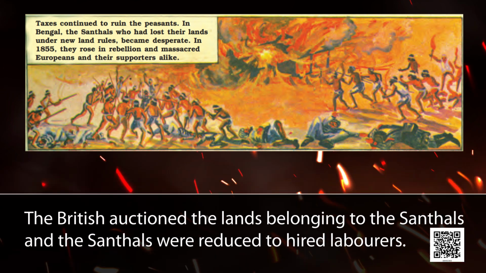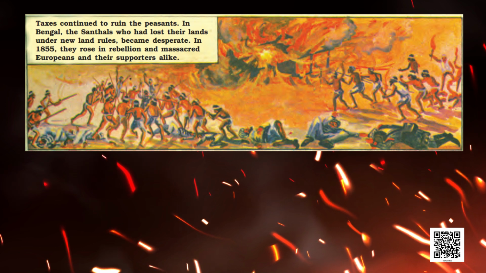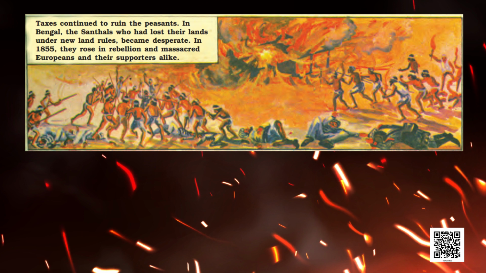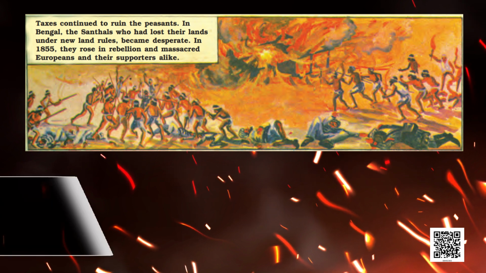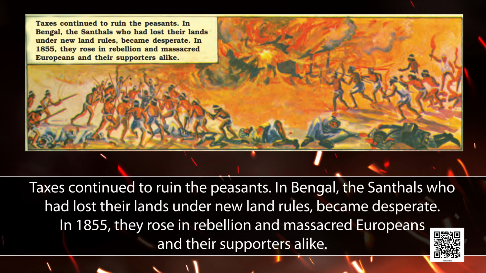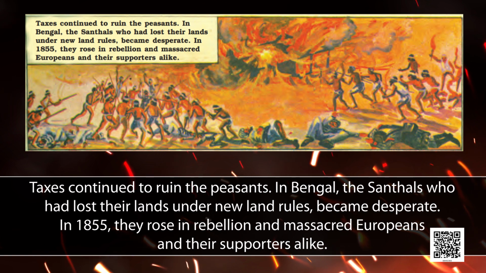Then they introduced currency, which did away with the barter system. Now the Santhals did not own any money. Then again they had to borrow money from money lenders for their daily needs. They were under such huge debts due to this system. Then the British also started taxing them very heavily. So these Santhals were very unhappy about losing control and rights over their land. They were very unhappy about the new land rules. They became desperate. In 1855, they rose in rebellion and massacred Europeans and their supporters alike.